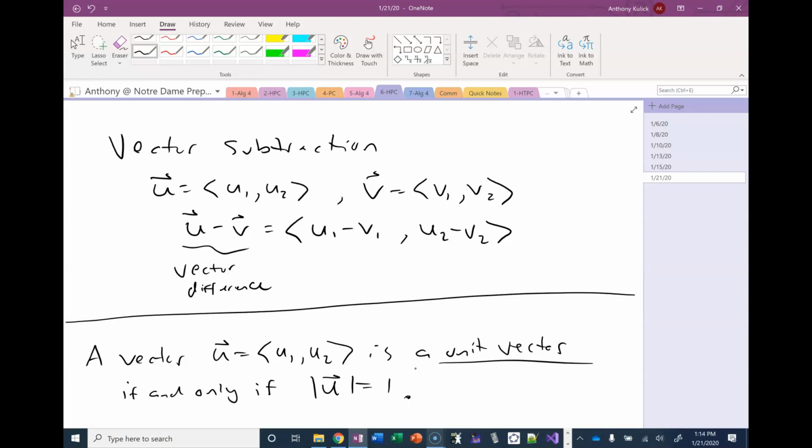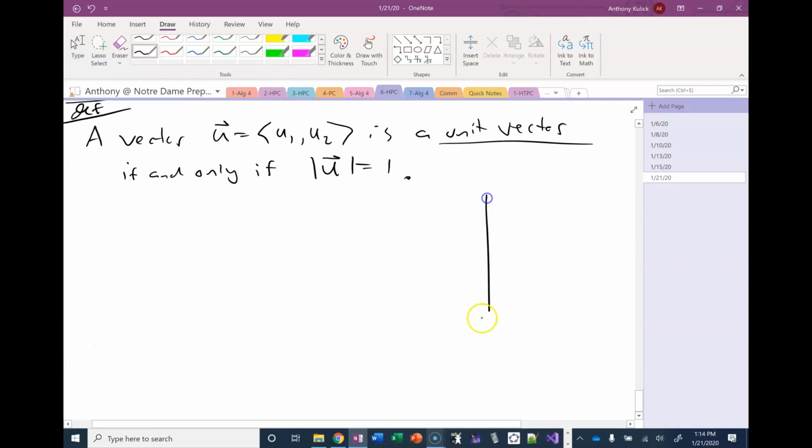So the next thing we'll define here is something called a unit vector. We say a vector u is a unit vector if and only if the magnitude of u is equal to 1. And guess what? You guys already know all of the unit vectors. Why? The unit circle, very good. Remember the unit circle from last semester.